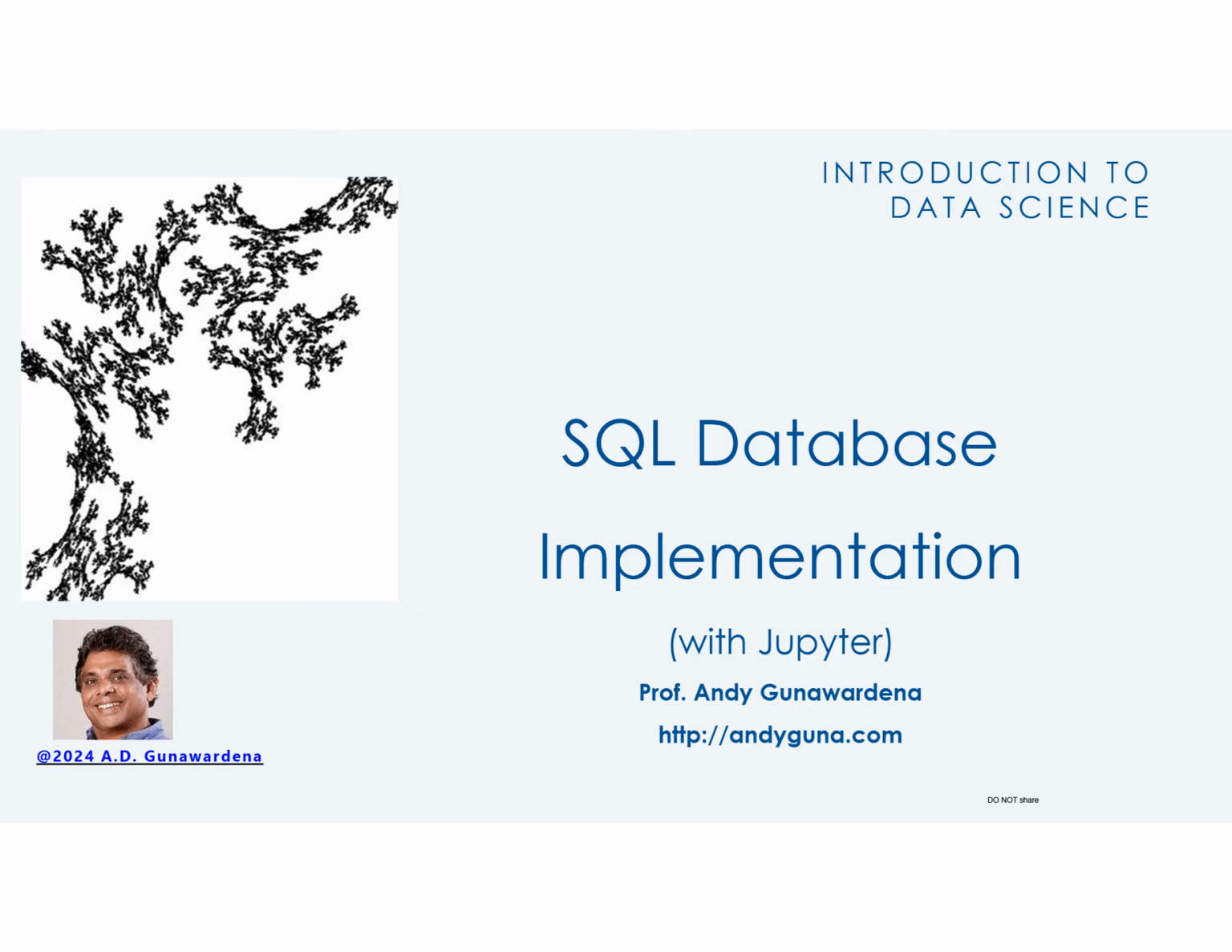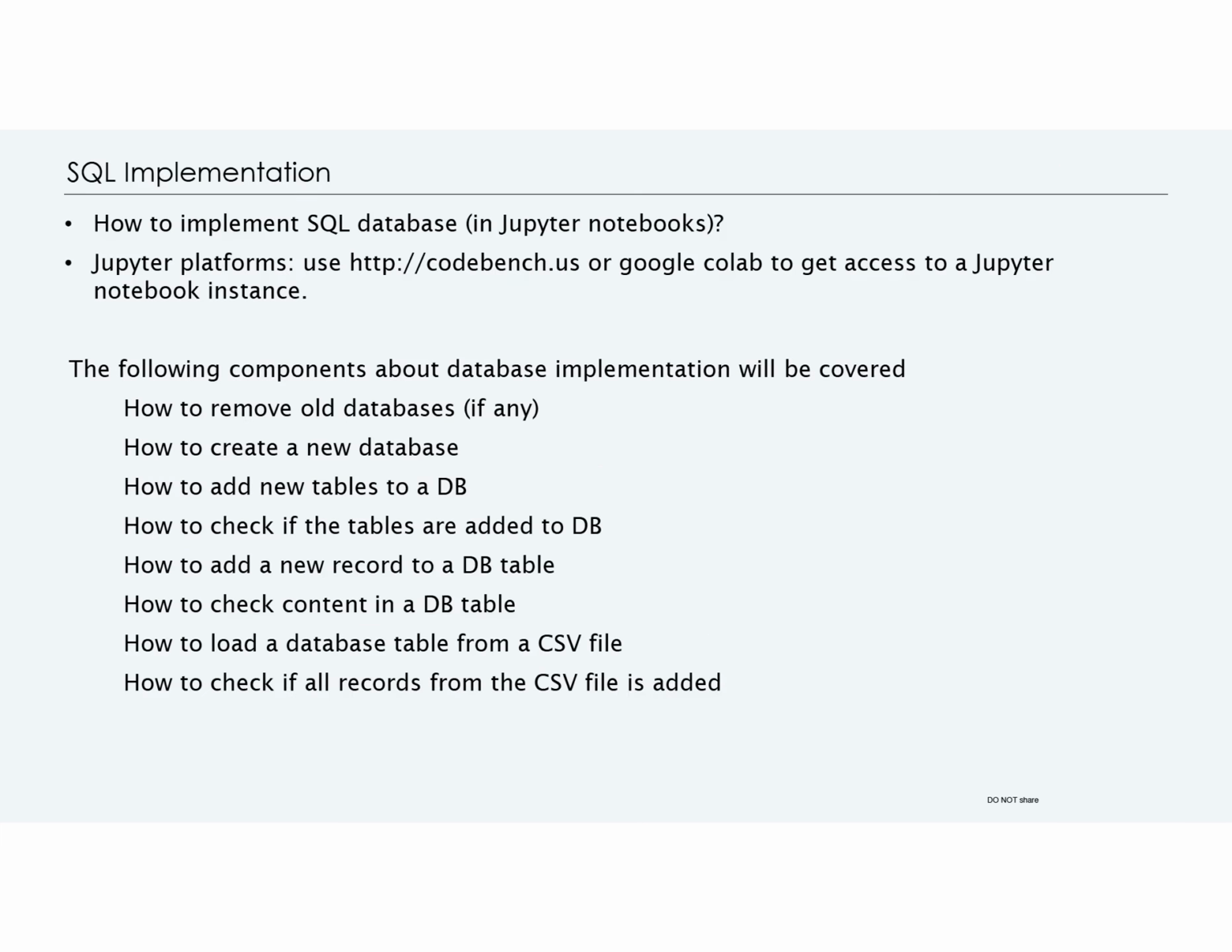All right, let's dive in and make some data magic happen. We'll kick things off by accessing a Jupyter platform like Codabench.us or Google Colab. Then we'll dive into essential database operations like clearing out old databases, creating new ones, adding tables, verifying those tables, inserting records, loading data from CSV files, and double-checking that every CSV record is successfully added. By the end, you'll have a basic foundational knowledge for working with SQL databases right away in Jupyter. Let's make this hands-on and fun.